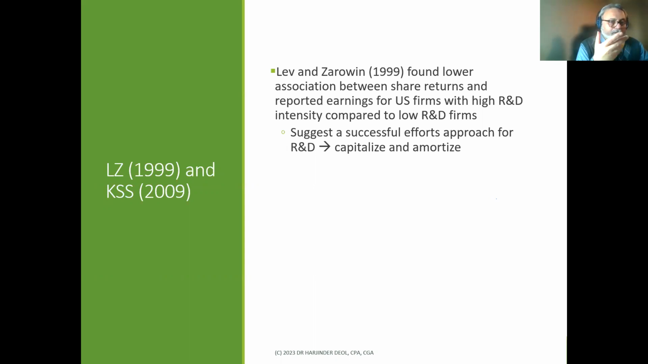So rather than flowing that cost through the income statement right away, considering it as a period expense, consider that as a product cost, right? Consider that R&D as the cost of whatever product the company is working on, coming out with, inventing or developing. And then later on, once the product is ready, that cost could be amortized, just the way we amortize intangibles. So that was their recommendation.